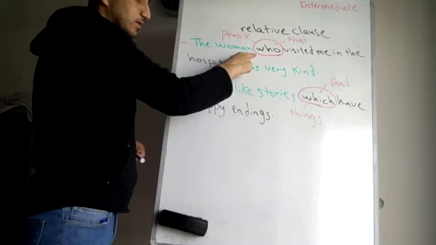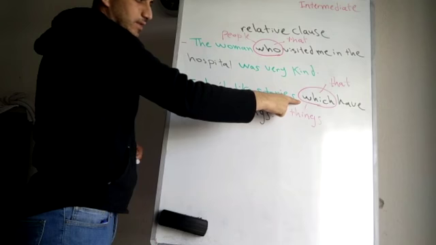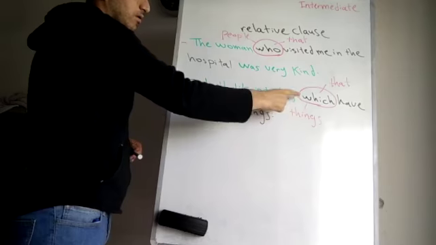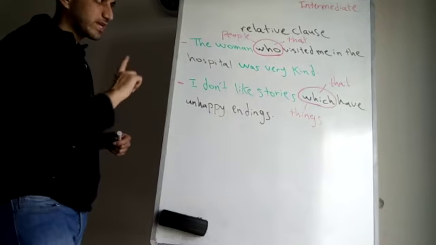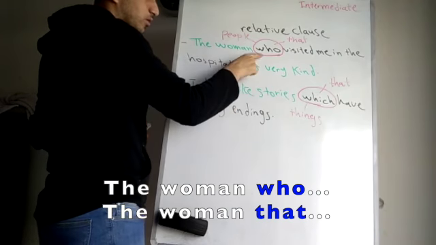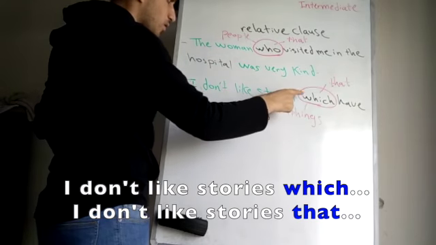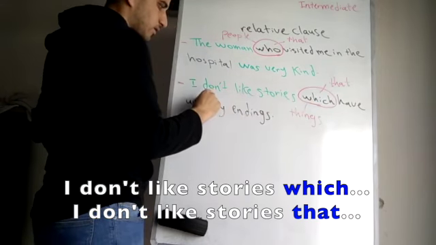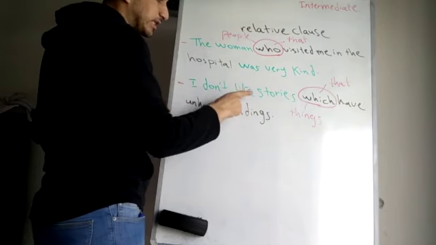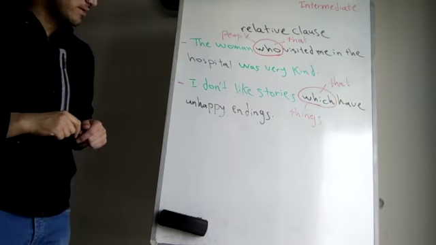As for who, it's only for people, which is only for things. who دائما للأشخاص و which للأشياء. So we cannot say the woman which. No. The woman who or the woman that. And here I don't like stories which, or I don't like stories that. So I cannot say I don't like stories who. No. So this is the idea.